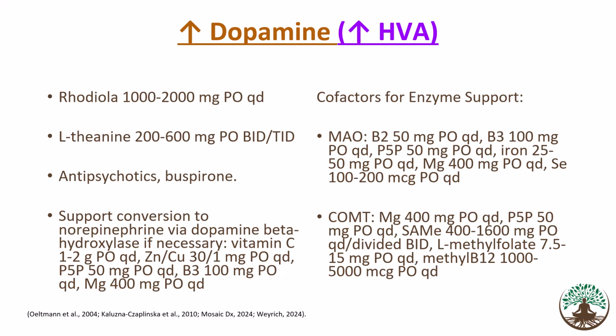For high dopamine, provide cofactors to support enzymatic activity, specifically MAO and COMT. You can also utilize L-theanine and high-dose rhodiola to reduce dopamine. Antipsychotics and buspirone to some degree will lower dopamine. Finally, consider supporting the conversion of dopamine to norepinephrine via dopamine beta hydroxylase if necessary. Again, several of these factors can be combined in general support and evaluated by laboratory and diagnostic testing, including the organic acid test.